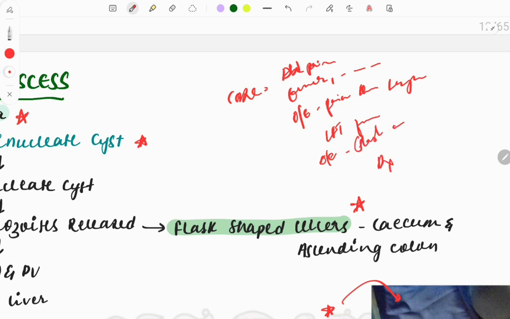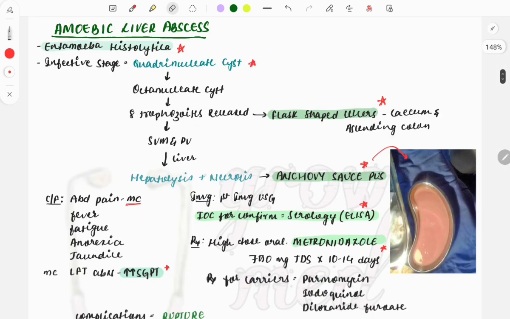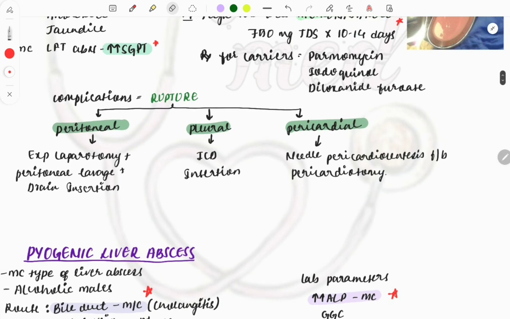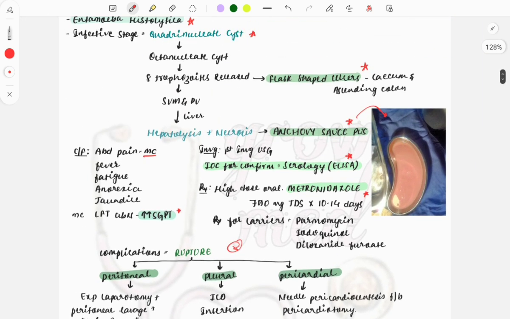So what will be the diagnosis, or what will be the treatment, or what is the investigation of choice? They can ask any question like this. Okay, then these are the complications. What all complications will occur if it ruptures? These are the peritoneal, the pleural and the pericardial. Not that important, but as we have been discussing here, you need to have an idea about the complications also. Okay, so that's all for this amoebic liver abscess.